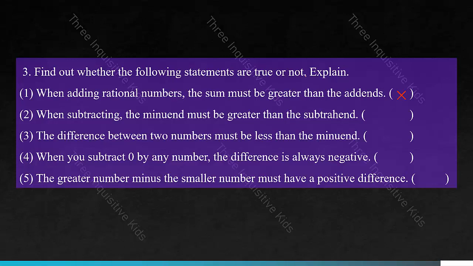When subtracting, the minuend, which is the number that's getting subtracted from, must be greater than the subtrahend. So if we have a minus b, a would be the minuend and b would be the subtrahend. And that is not true. We can have, for example, 3 minus 4, and we get a negative 1. The difference between two numbers must be less than the minuend. And that is also false, because we can have 3 minus negative 4, which gives us positive 7.